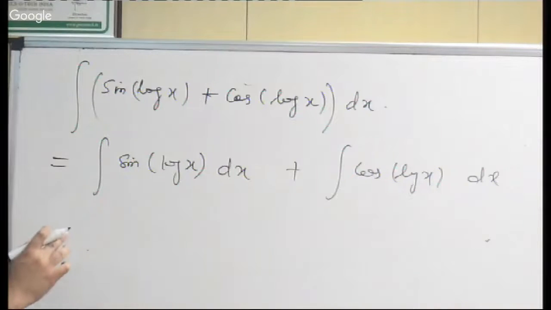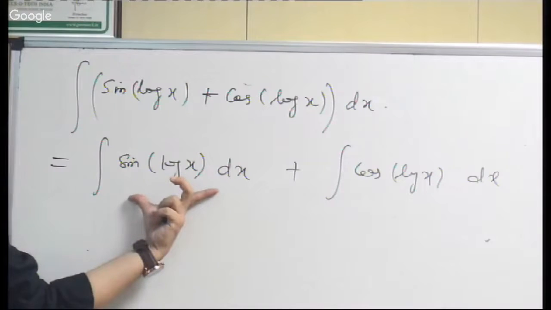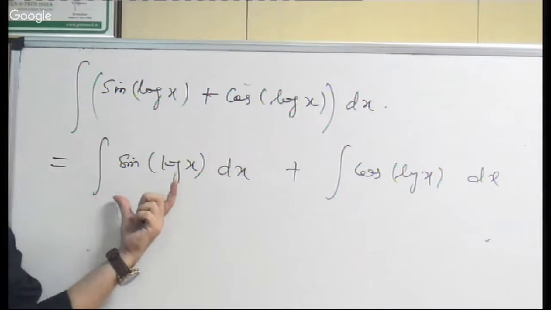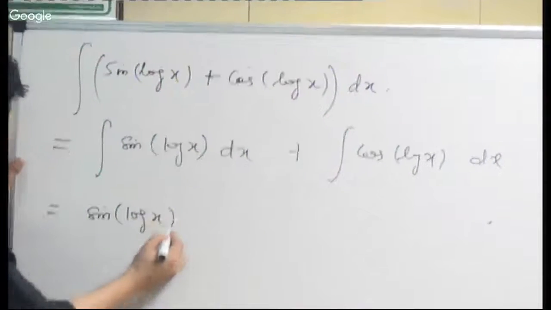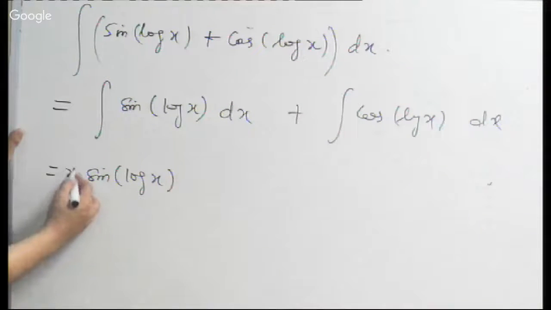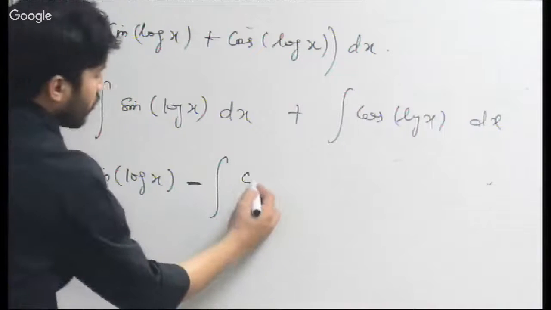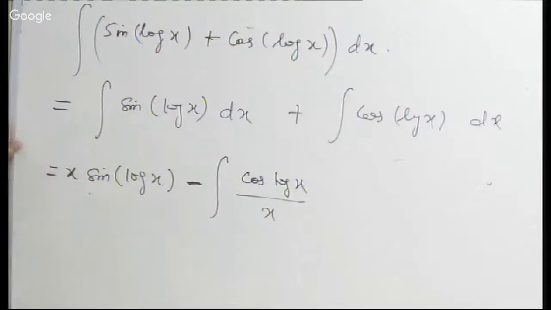Now, I am going to take a part of the first function. This first integration I am going to solve using by parts. So I am going to take sine log x as my first part. And what will be the integration of dx? x, minus. I'm going to differentiate sine log x. It will turn out to be cos log x by x. And what is the integration of dx?